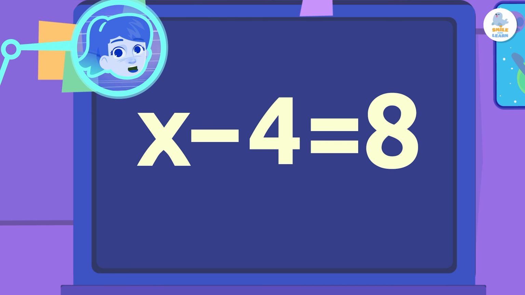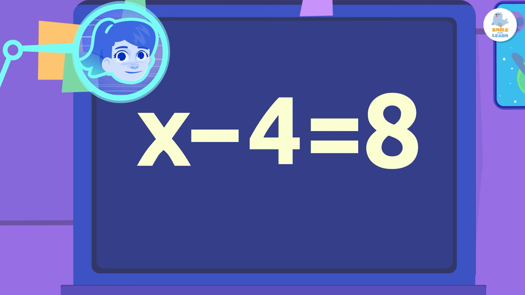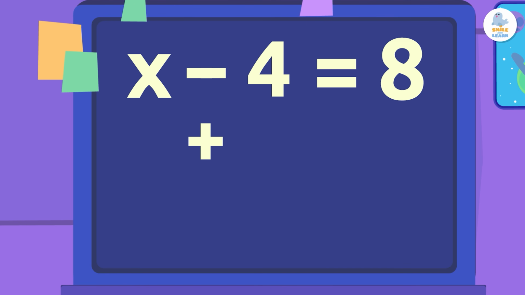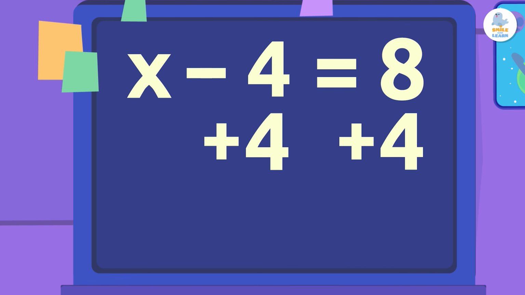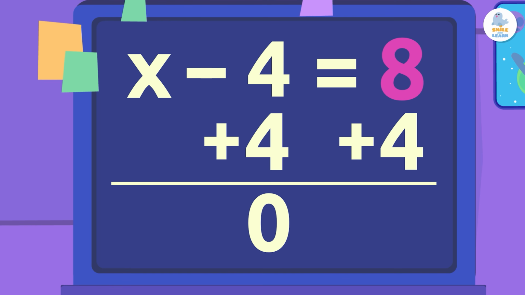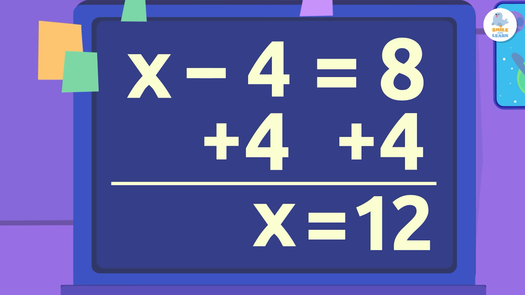Remember that we have to isolate the x on one side of the equation. We start with the reverse operation of subtraction, addition. We add 4 to each side of the equation to keep it balanced. Negative 4 plus 4 equals 0. 8 plus 4 equals 12. So, x equals 12.